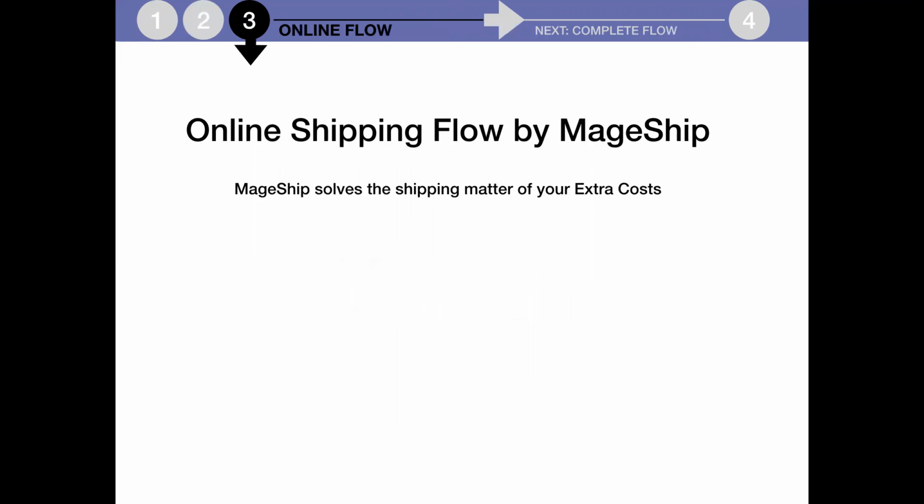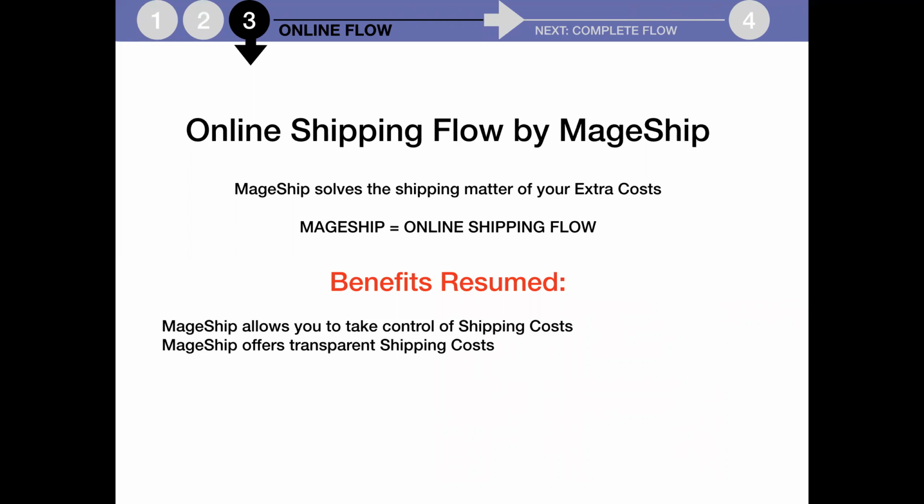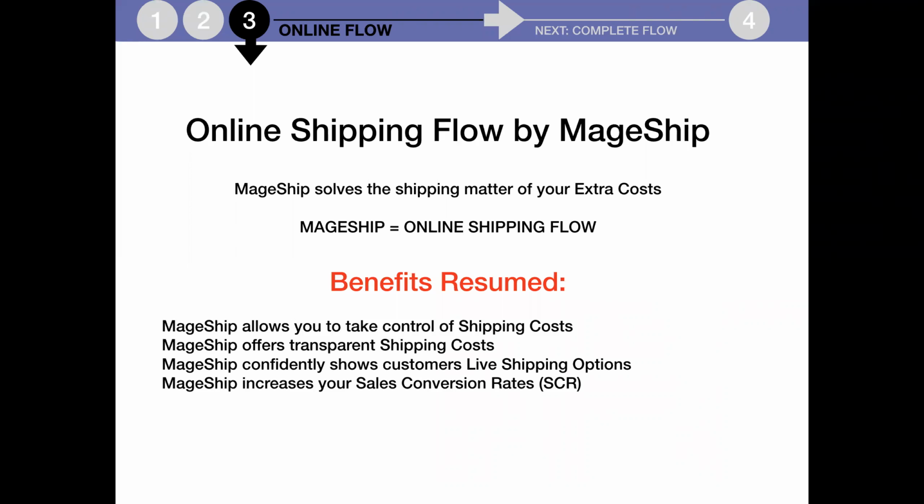Magento will solve the shipping matter of your extra costs, and I will illustrate some of the benefits of using Magento. Magento will allow you to take control of your shipping costs. Magento will offer transparent shipping costs to your customers during cart and checkout. Magento confidently shows customers live shipping options. Magento will increase your sales conversion rate. Magento will eliminate the embarrassment of overcharging a customer and undercharging a customer as well.